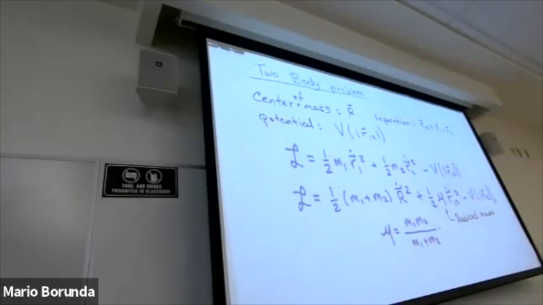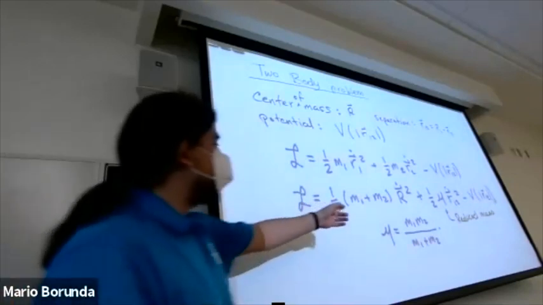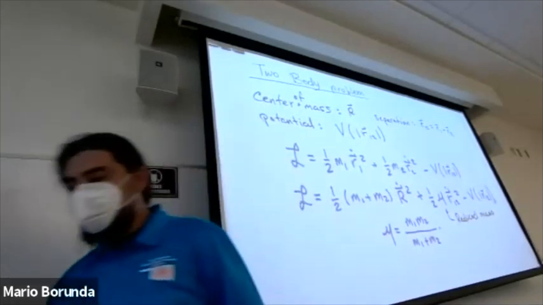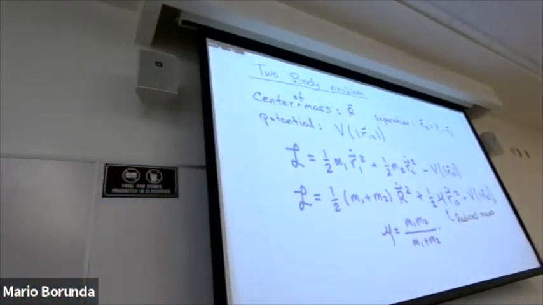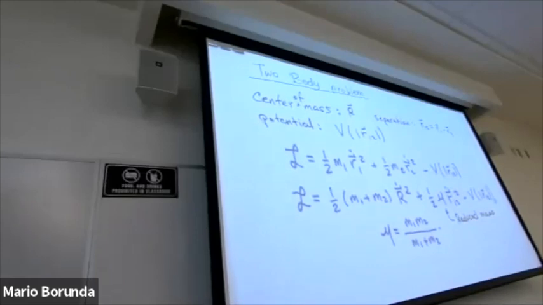So we have a Lagrangian. It has two parts. One part is describing the motion of the center of mass, and the other part is describing the motion of the separation. So, is the center of mass important then in this Lagrangian? Michelle?